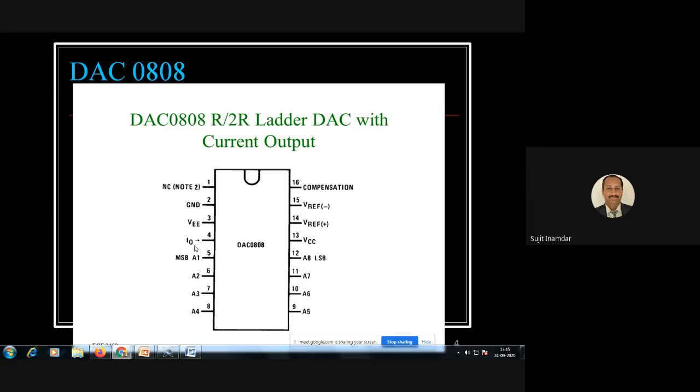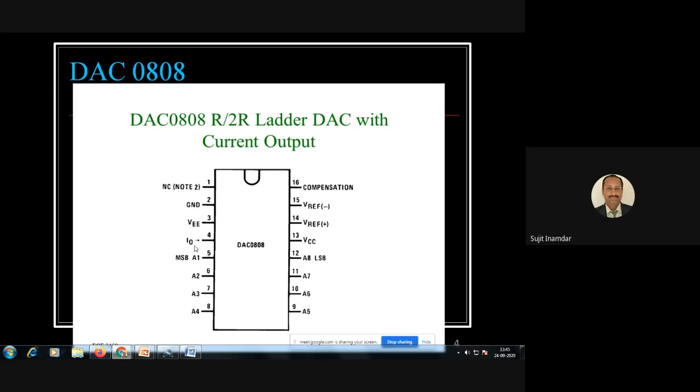Pin number 13 is VCC, pin number 2 is ground. VEE, that is the negative voltage, is required for the working of the internal components. The V reference: here also the concept of V reference plus and V reference minus comes in, just to decide the step size.